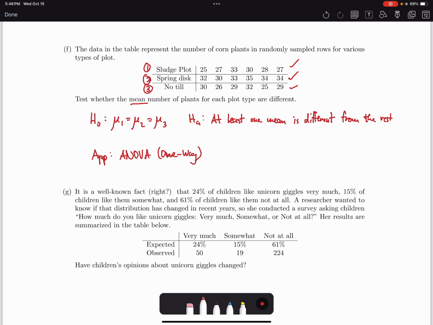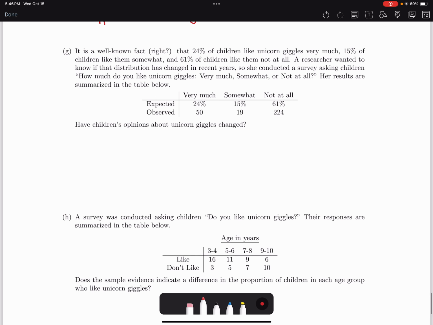Okay. Part G. It is a well-known fact that 24% of children like unicorn giggles very much, 15% of children like them somewhat, and 61% of children like them not at all. A researcher wanted to know if that distribution has changed in recent years. So she conducted a survey asking children, how much do you like unicorn giggles? Very much, somewhat, or not at all? And her results are summarized in the table. Have children's opinions about unicorn giggles changed? I'll let you pause the video, see if you can write down the appropriate hypotheses and the test or the app that you should use to get the p-value.